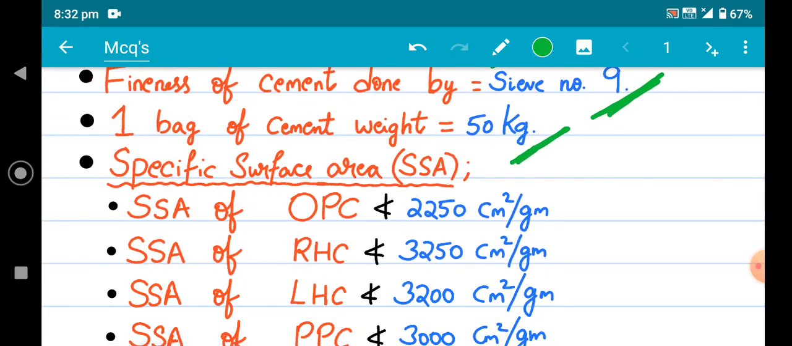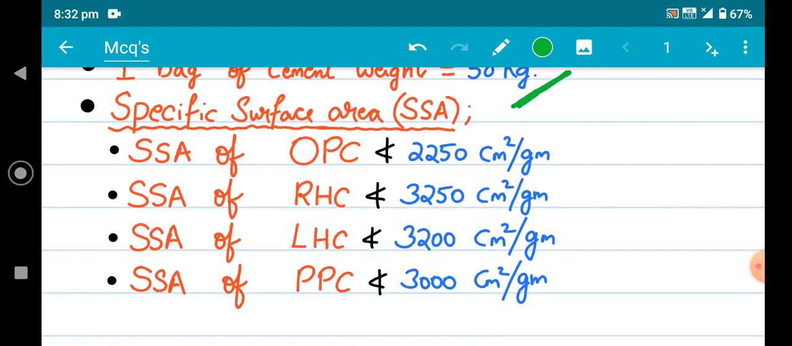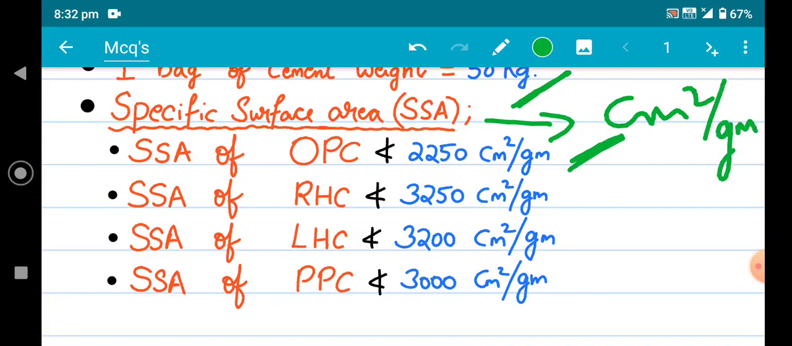Coming to next one, specific surface area. So we will see the specific surface area of four types of cements. The first one is ordinary Portland cement. The specific surface area of ordinary Portland cement should not be less than 2250 centimeter square per gram. Here the SSA units will be centimeter square per gram. So specific surface area of OPC should not be less than 2250 centimeter square per gram.